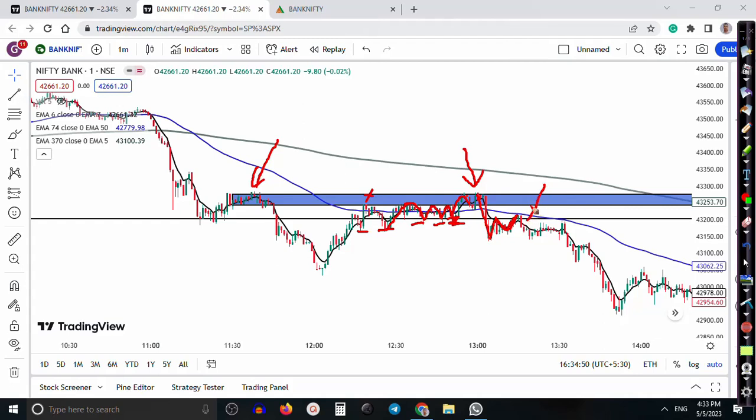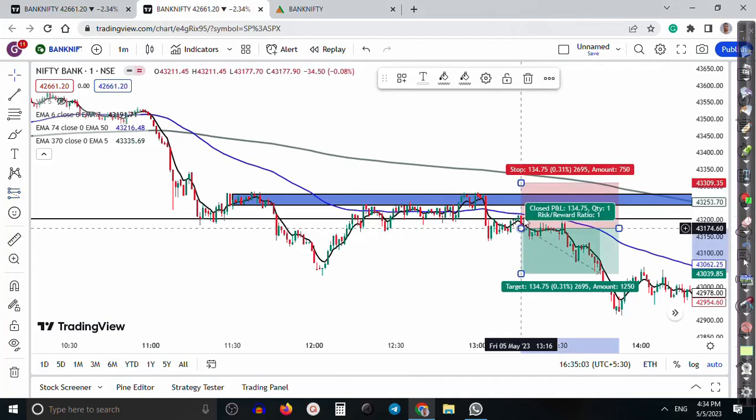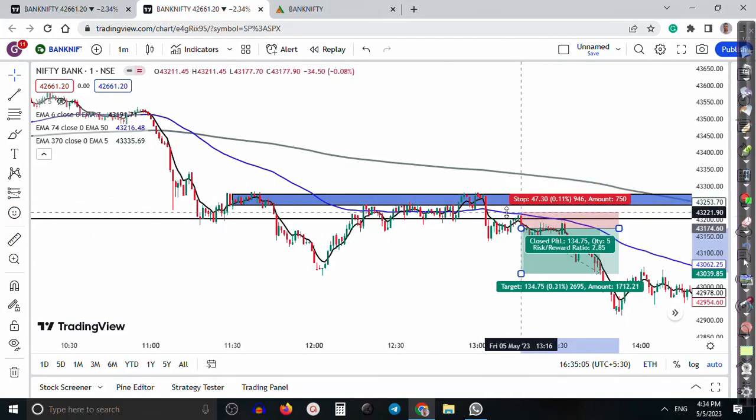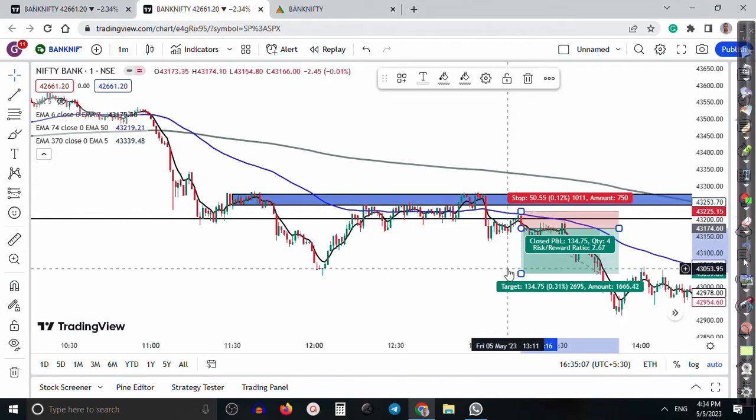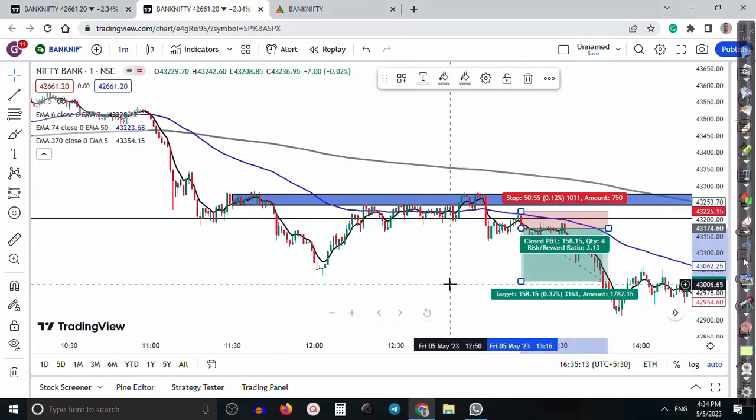and that was our entry point, our first entry point. Okay, let me show you. We place a 1:3 ratio, because first somewhere here it is 1:2. So I placed 50 rupees as my stop and 150 as my target. Here I can see, and finally we got the target.